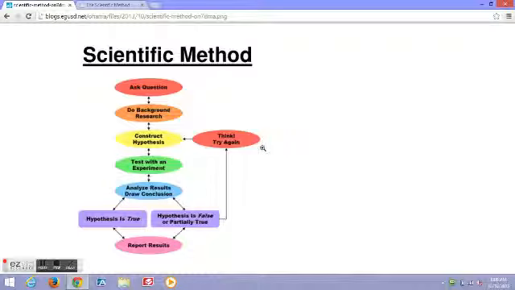Hypothesis is just a big fancy word for what you think is going to happen. So you would say, I think that this is going to happen, and then you test that with an experiment. And that's pretty self-explanatory. You do the experiment with your hypothesis in mind, and then after you test with your experiment, you analyze your results to come to a conclusion.